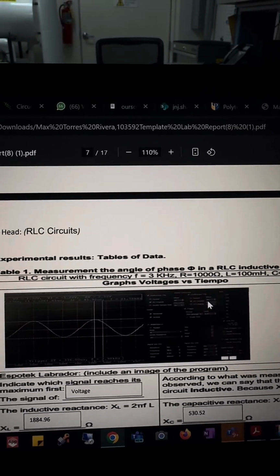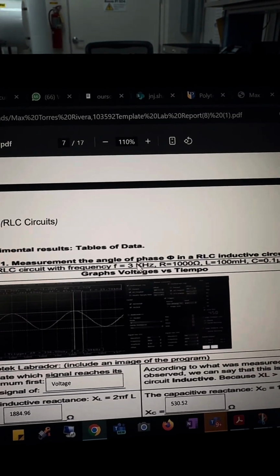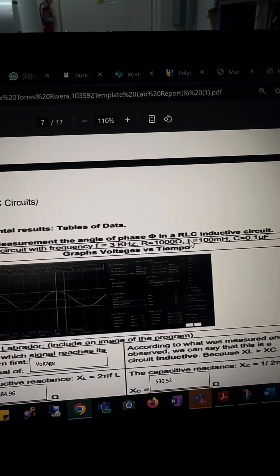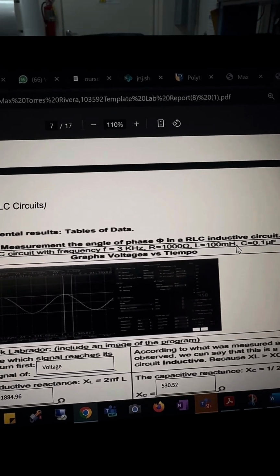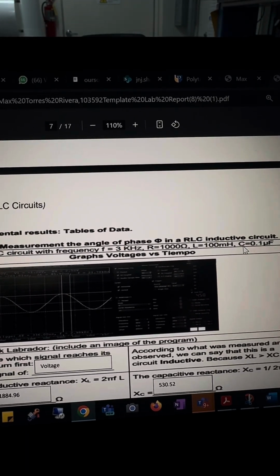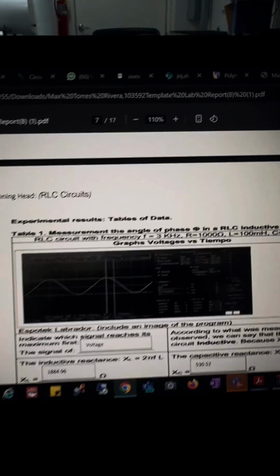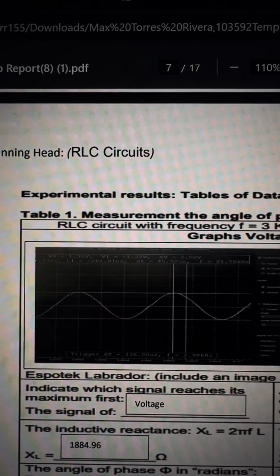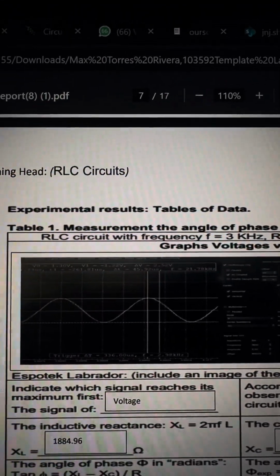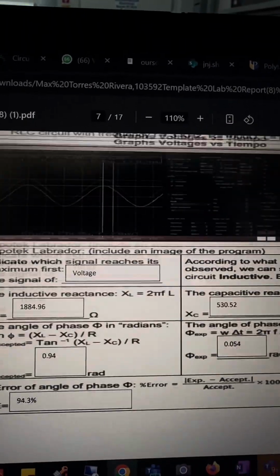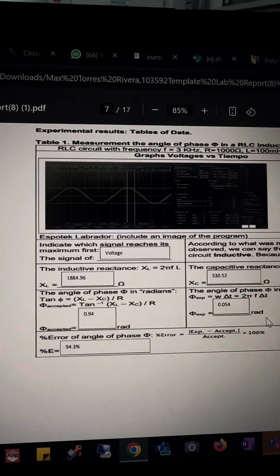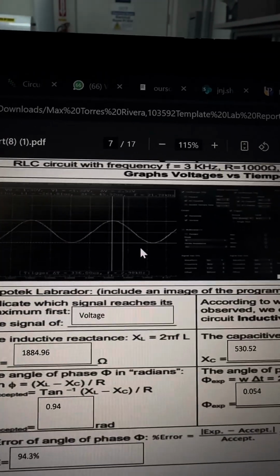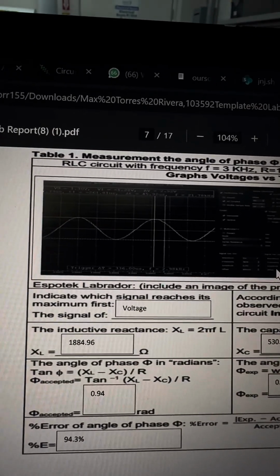So for our first table, we put that the frequency was 3 kilohertz, our resistance is 1000 ohms, our inductor is 100 mH, and our capacitor 0.1. And we obtained these values over here with our 2 channels. You plug in those values on the data table that we get from all those values.